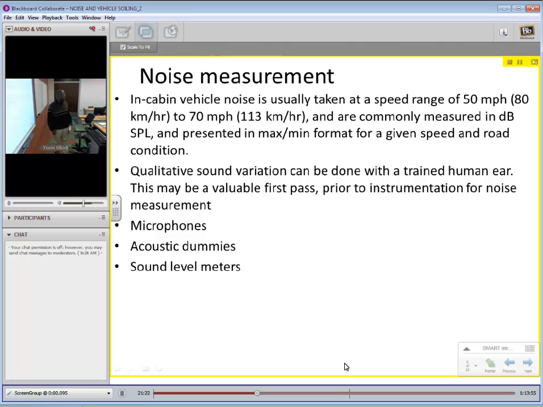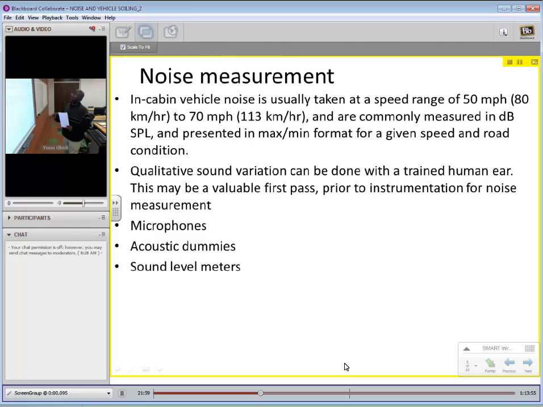In-cabin noise is usually taken at a speed of about 50 to 70 miles per hour. In-cabin vehicle noise is usually taken in that range. Below 50 miles per hour, there's little noise that's heard, with all the windows up. Of course, you'll hear noise if the windows are down, and it means the vehicle occupant is not really interested in abating the noise, because they would close the windows.